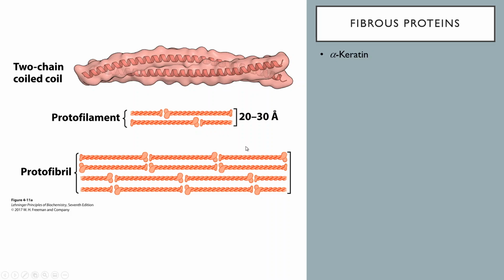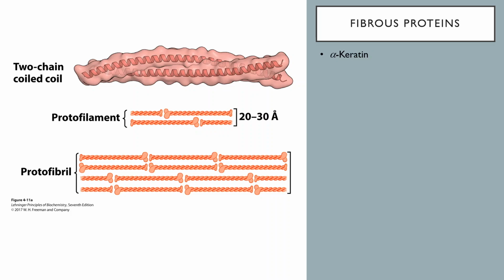So again, this is just a close-up view of the protein. Each individual protein subunit is these two polypeptides that are just wound around each other. And then a bundle of four of those make up a protofilament.